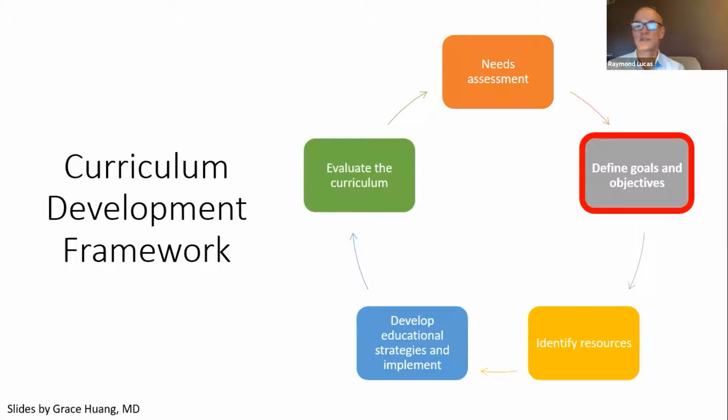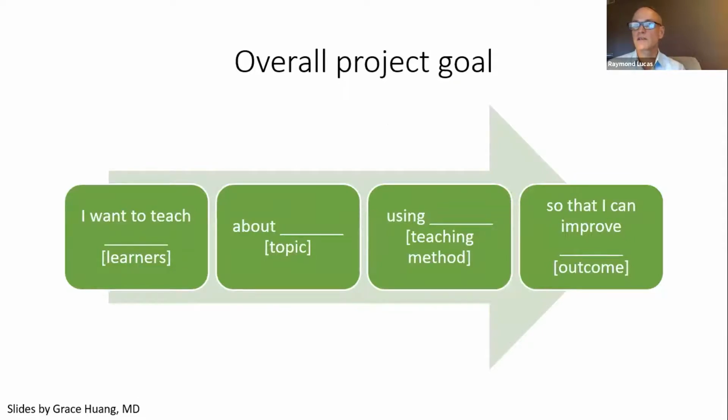So the next step is really to define your goals and your objectives. And that's really kind of what you've done already with the exercise at the beginning. Your overall aim, your overall project goal, will be that you want to teach these learners about a topic using this method so that I can improve something. And that's sort of the general scheme of what your overall study question and the overall aim of your project is going to be.